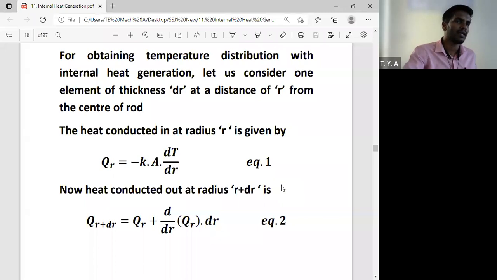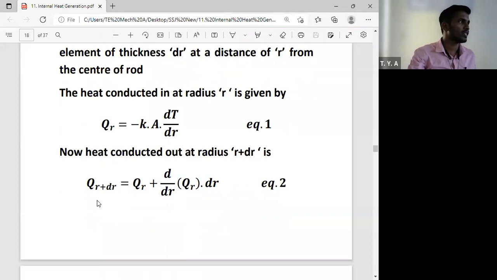जो काही एलिमेंट आहे, त्याच्यामध्ये हीट जी कंडक्ट होणार आहे ती QR असणार आहे आणि त्या एलिमेंट मधून जी काही हीट बाहेर जाणार आहे, that is nothing but QR plus DR. Okay, so I know what is the equation for the QR plus DR, that is QR plus d by dr into QR into dr. Write down the equation number 2. QR plus DR is equal to QR plus d by dr into QR into dr. Okay, so this is the equation number 2.